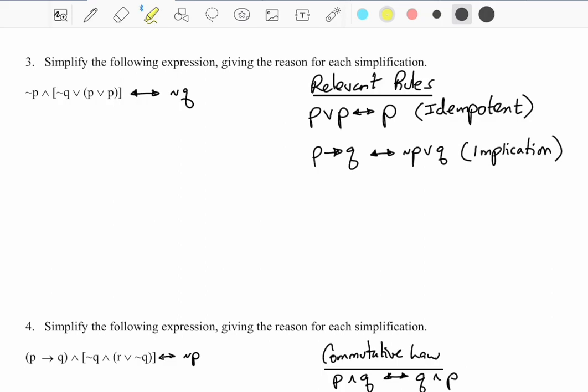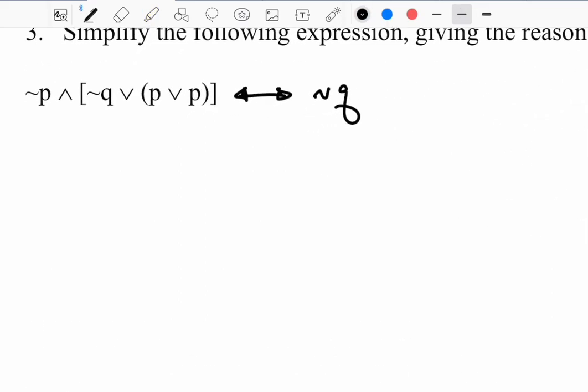So we want to be able to simplify this. Order of operations tells us to work within the parentheses initially. So that's what we should do. All right. So we have a P or P here.